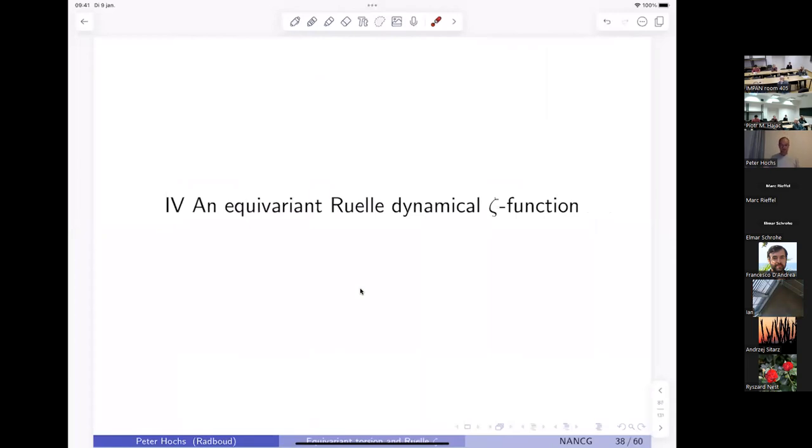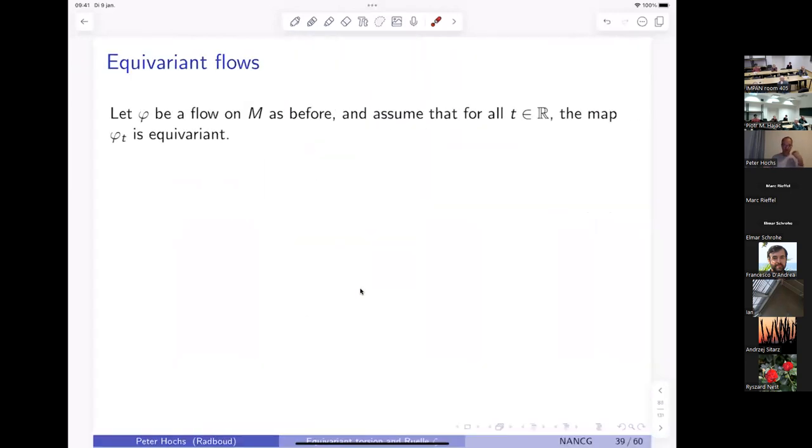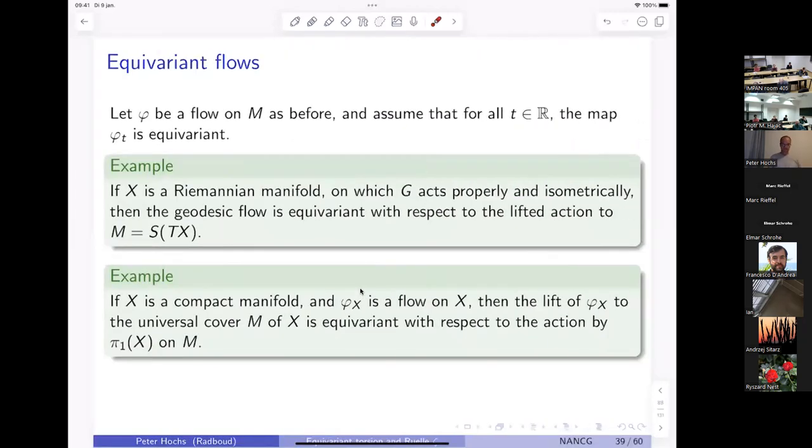Now, the second part is the Ruelle zeta function, how to make that equivariant. I'm going to assume that phi is a flow as before, but now I'm going to assume that the flow map phi t commutes with the group action. Two examples: if you have a Riemannian manifold acted on by a group which preserves the metric, then we can take a geodesic flow on the unit sphere bundle as before, and that satisfies this assumption by quick calculation. And also, if you have a flow on a compact manifold lifted to the universal cover, that also satisfies the assumption.